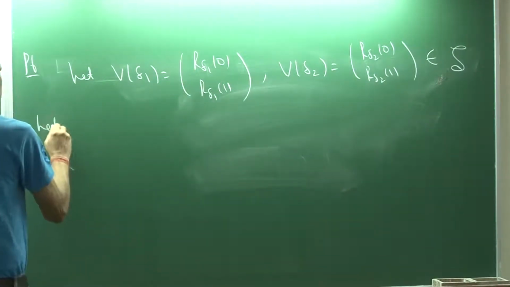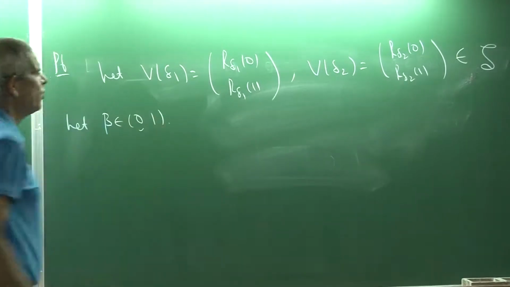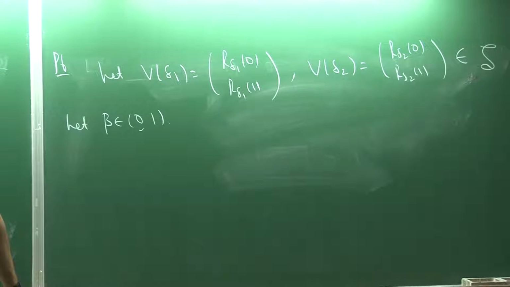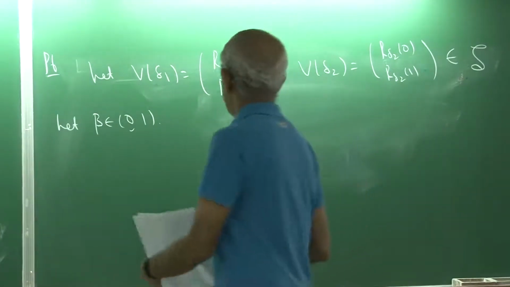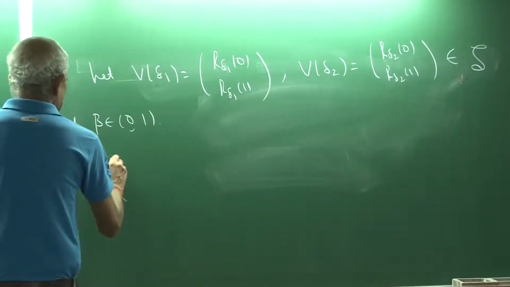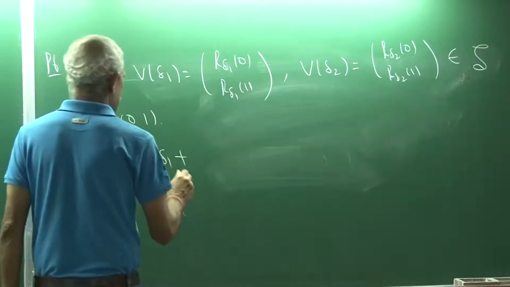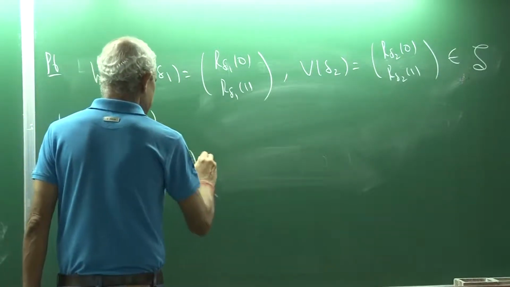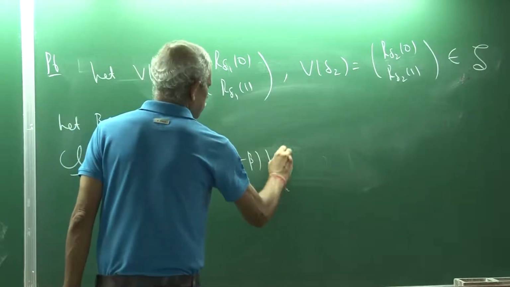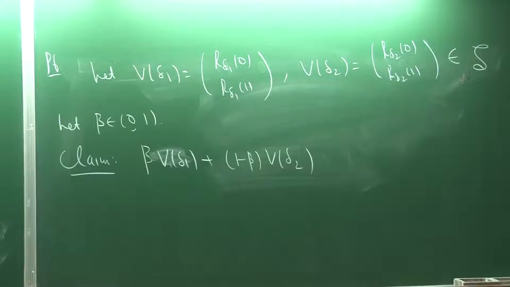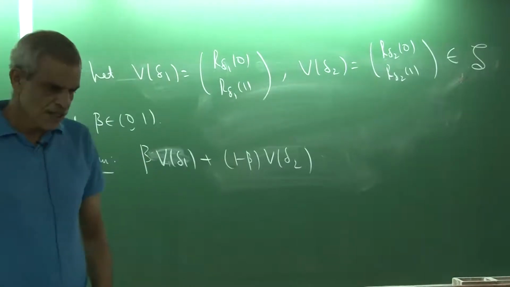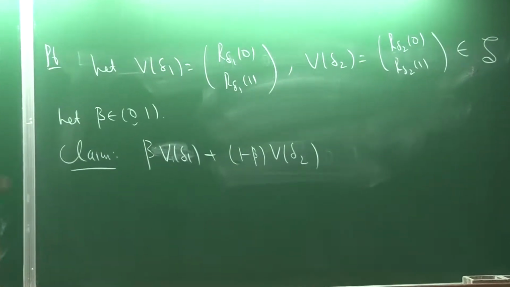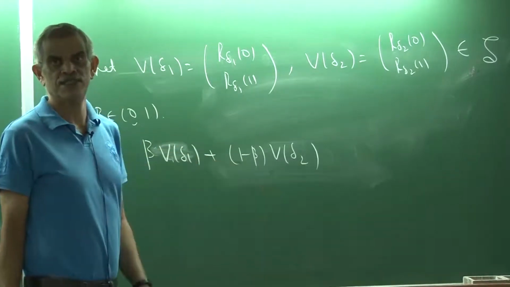What I have to show is any convex combination of them also belongs to the risk set S. So what I have to show is beta times v delta 1 plus 1 minus beta times v delta 2 belongs to risk set S. So I have to show that beta v delta 1 plus 1 minus beta v delta 2 is a point in S, or in other words, it is a risk of some decision rule delta.